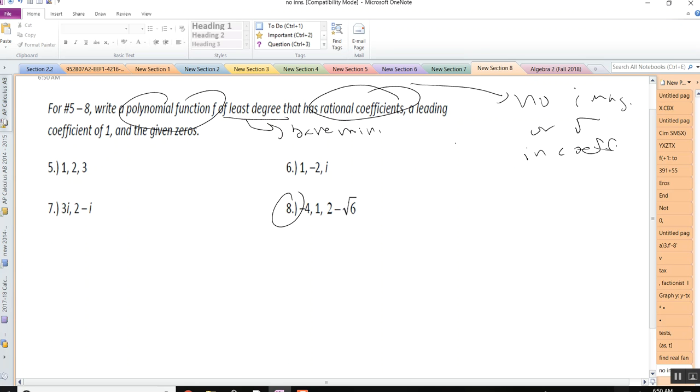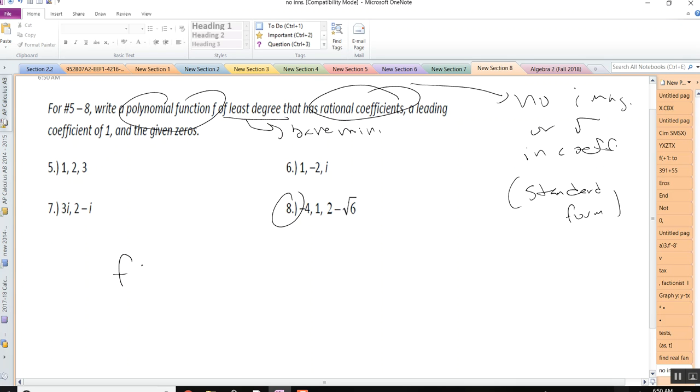We'll keep the leading coefficient of 1. That's actually to make this easier for you, and use the given zeros. And also I want this in standard form too. I forgot to mention that in these instructions. So it means I want the exponents to go in descending order, the highest exponent first, and just work your way down to the constant.